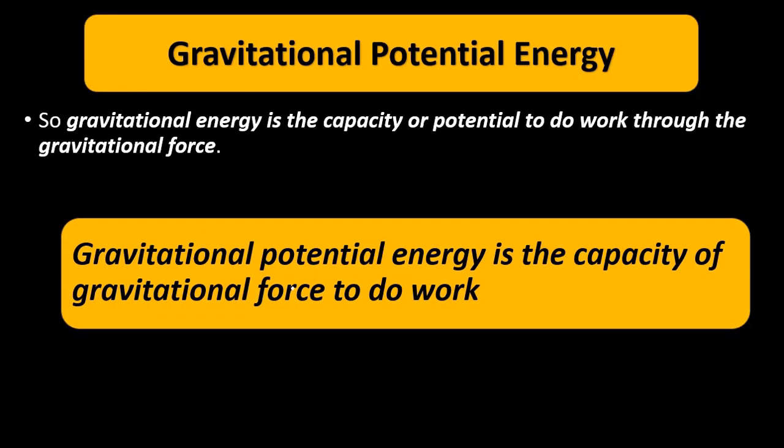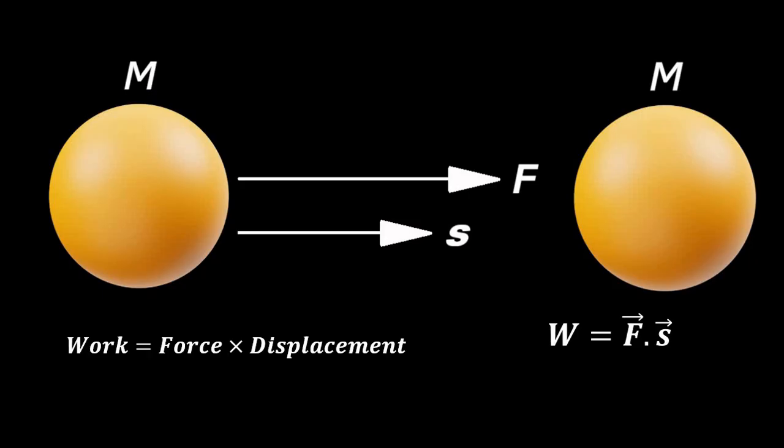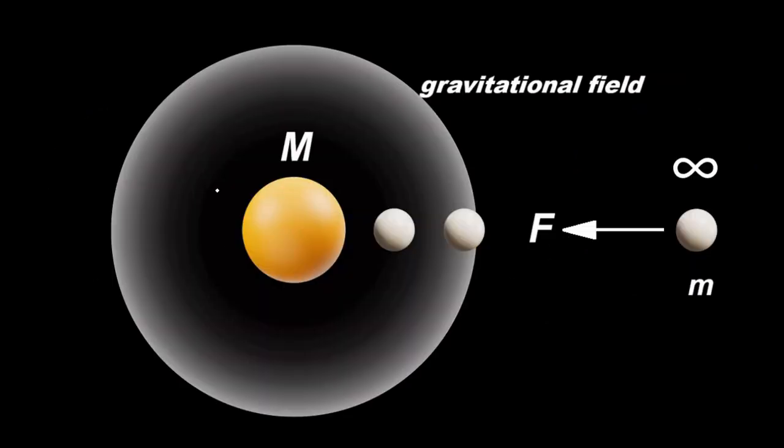So in simple terms, gravitational potential energy is the capacity or ability of gravitational force to do work, and this work can be done in the direction of gravitational force or in the opposite direction of gravitational force. Here I am not complicating things unnecessarily. I am just considering the case where the displacement is happening in the direction of gravitational force, to keep it simple. Let us say we have this situation.